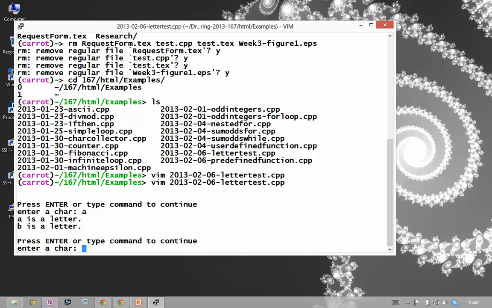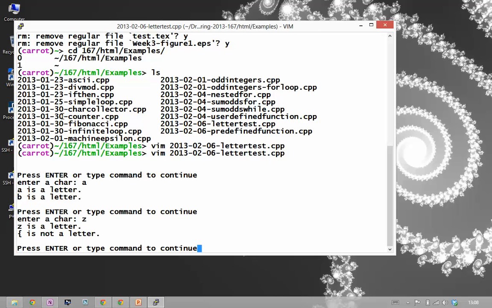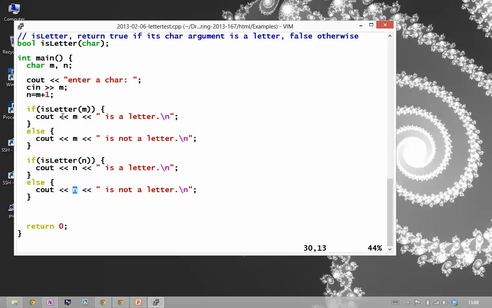Okay. What would be another interesting choice? Z, right? Z is a letter, and left curly brace is not a letter. This brings up one of the really important points of functions. I can write the function and what it does once, and I can use it as many times as I want on different letters in different contexts. So this is sort of like I just wrote my own sign function. I can use sign anywhere I want on any numbers I want. I can use this function anywhere I want on any character that I want.